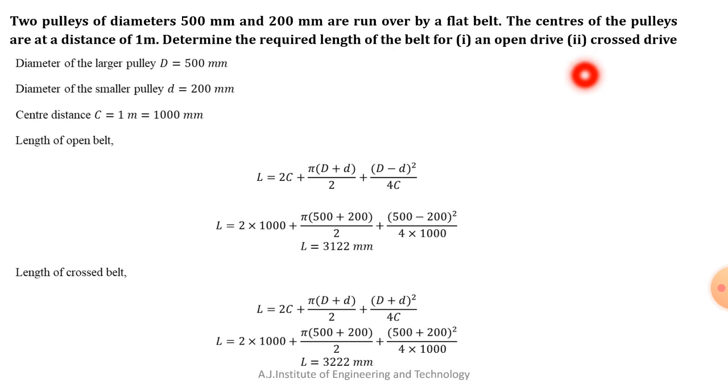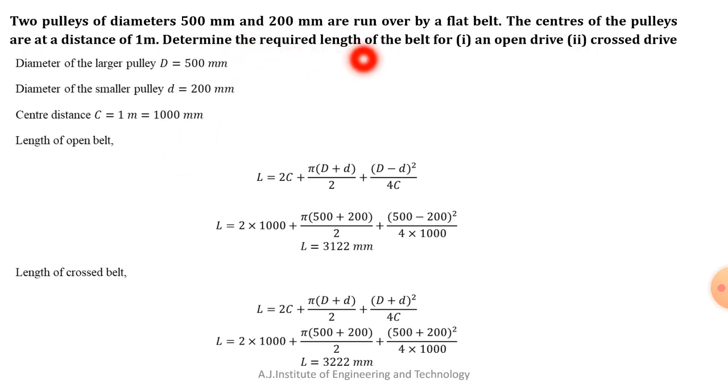So we have solved the first problem. This problem is similar to the first problem, but only the values change. That is, the diameter of the larger pulley here is 500 millimeter, and the diameter of the smaller pulley is 200 millimeter. Center distance here is given as 1 meter, so you have to convert into millimeter because throughout the problem we will maintain the same unit, that is millimeter.